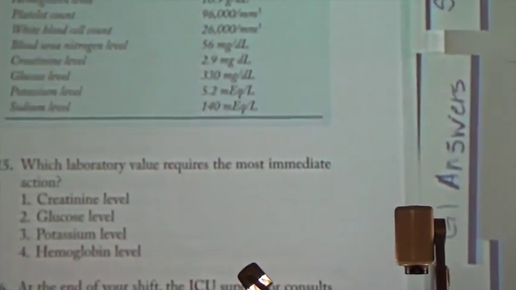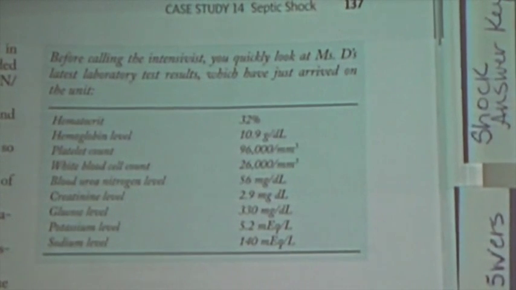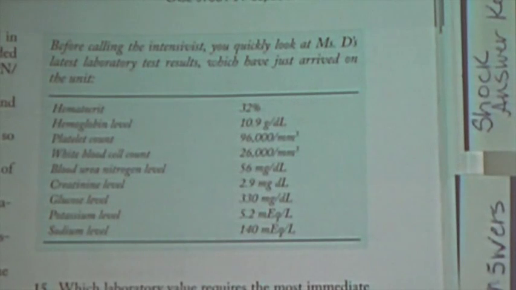Okay. Before calling the intensivist, you quickly look at Mrs. D's latest lab test results, which have just arrived on the unit. Her hematocrit is 32, hemoglobin is 10.9, platelet is 96,000, white blood cell count is 26. BUN is 56, creatinine is 2.9, glucose is 330, potassium is 5.2, and sodium is 140. Which laboratory value requires the most immediate action? Potassium.